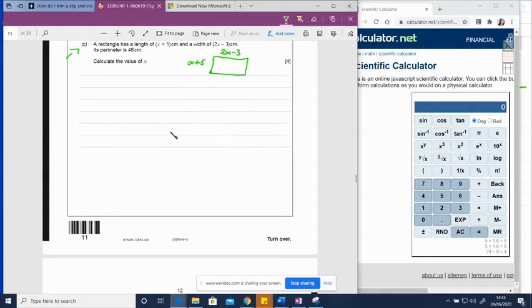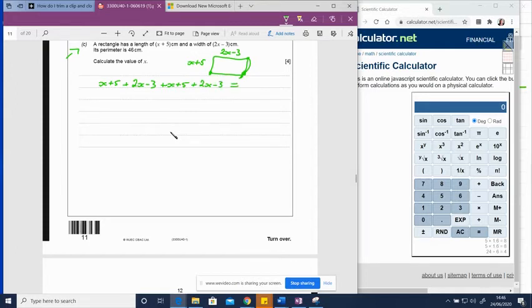So the perimeter of this rectangle is x plus 5, that first length, plus 2x minus 3, the width. Then I'm going to calculate this length, which is the same as x plus 5. So it's plus x plus 5. And then the final width, which is 2x minus 3.